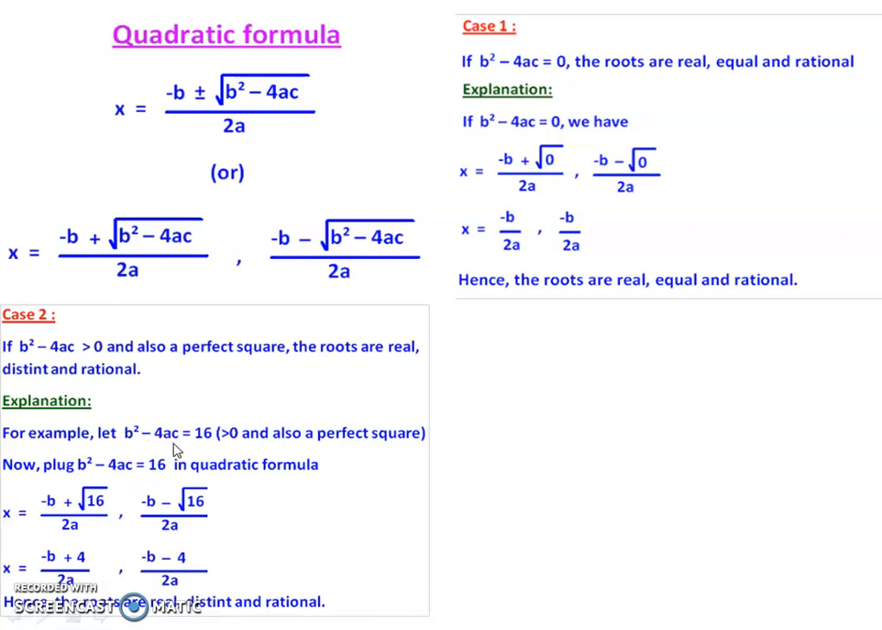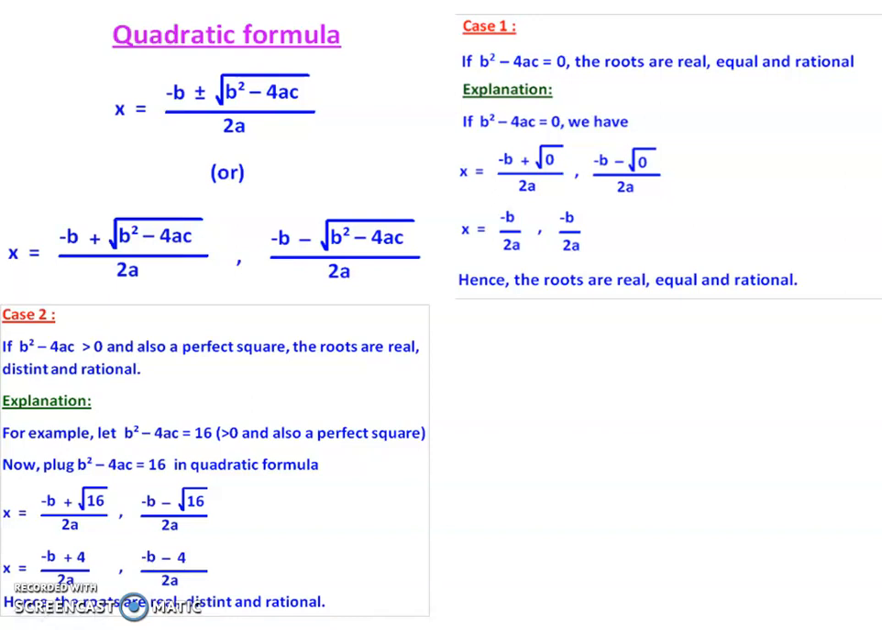Let b square minus 4ac equal to 16. You know, 16 is a perfect square. That means if you multiply 4 two times, 4 into 4 gives you 16. So what happens? You will get the root of 16 as 4. So what are the roots? X is equal to minus b plus 4 by 2a, and the second solution is minus b minus 4 by 2a. Students, don't get confused because of this b and a. They are the coefficients of the variables in this.